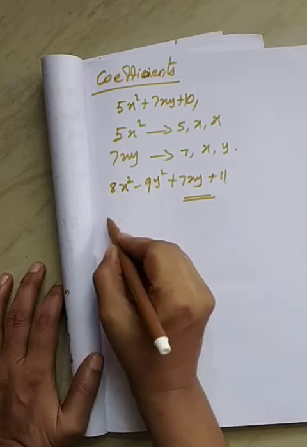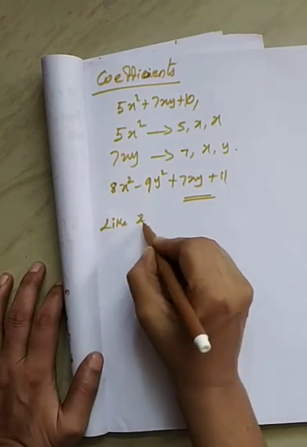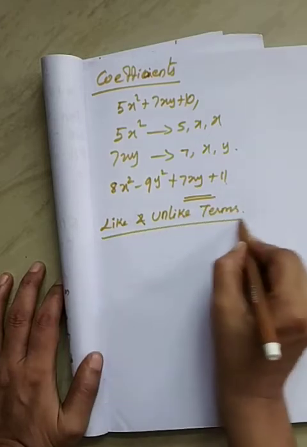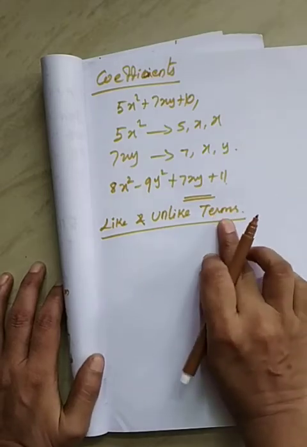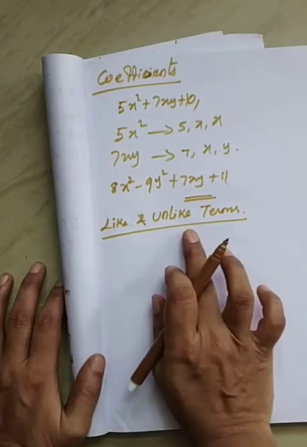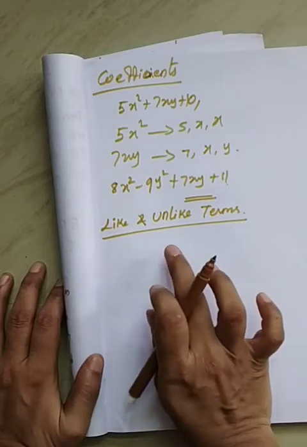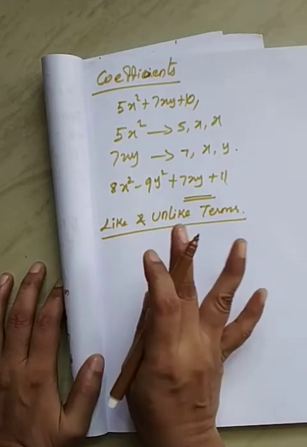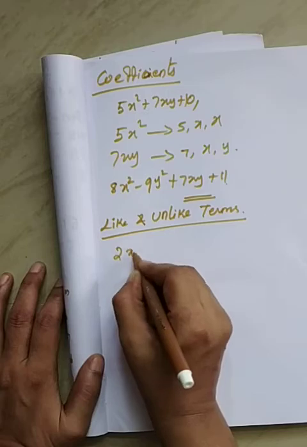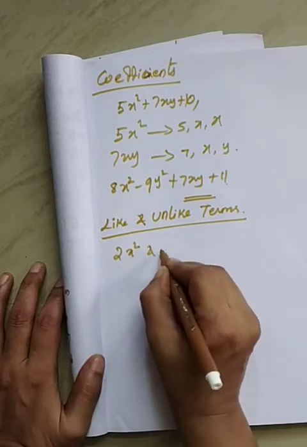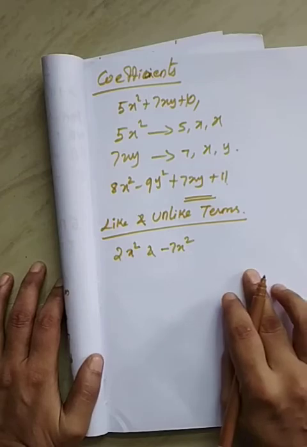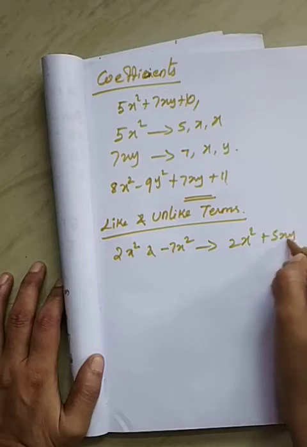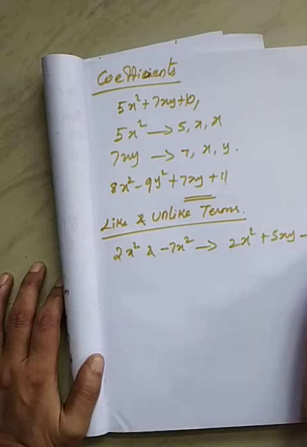Next, we see like and unlike terms. Everybody knows the terms. Now we have to see like terms and unlike terms. Terms having the same algebraic factors are called like terms. See the example: 2x squared and minus 7x squared are like terms in the expression 2x squared plus 5xy minus 7x squared plus 9.